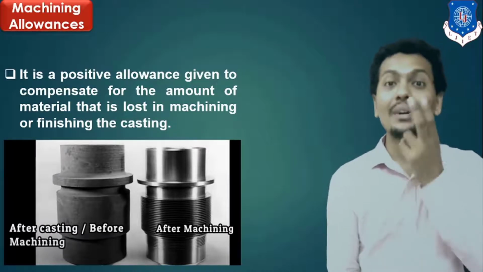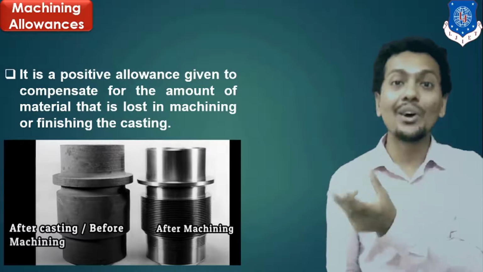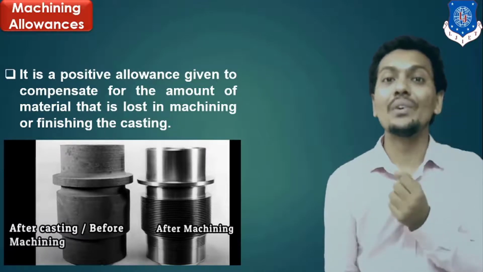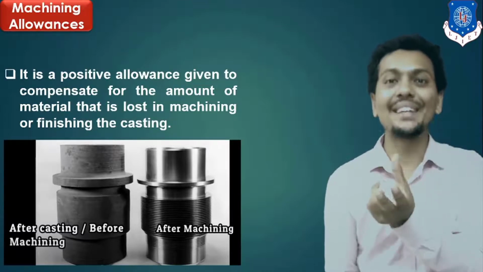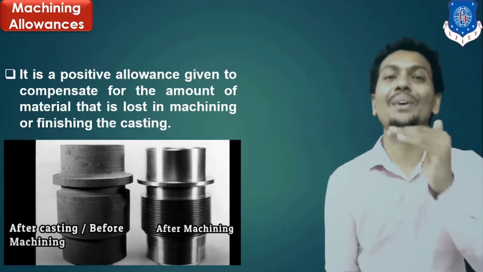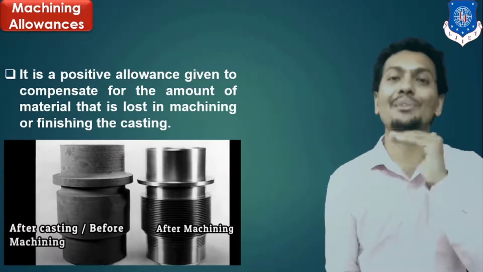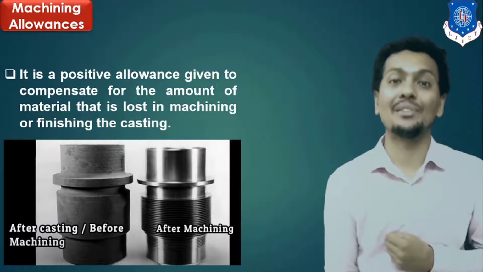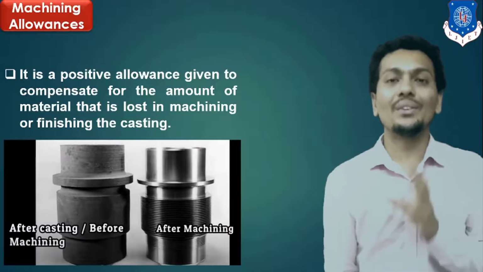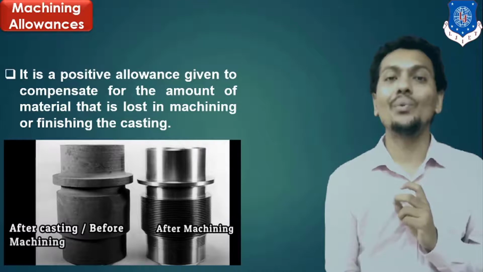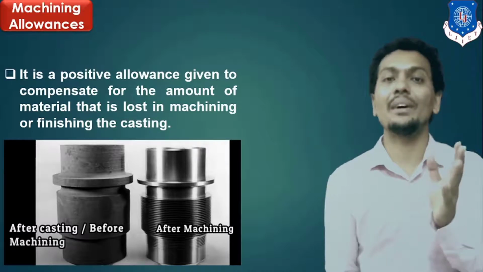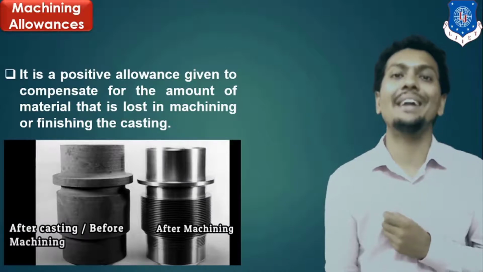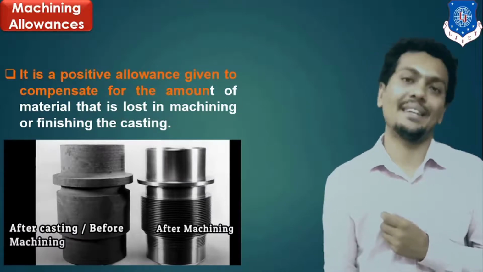It means if you target your 50 centimeter object, you cannot choose your pattern exactly as 50, because after making the product and after doing the surface finishing and machining, your final product will be less than your target dimension, right? So for this concept you have to consider this allowance, or say machining allowance or surface finish allowance, while designing of pattern and casting, right?